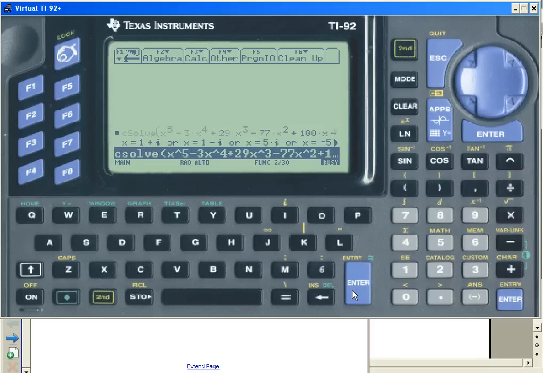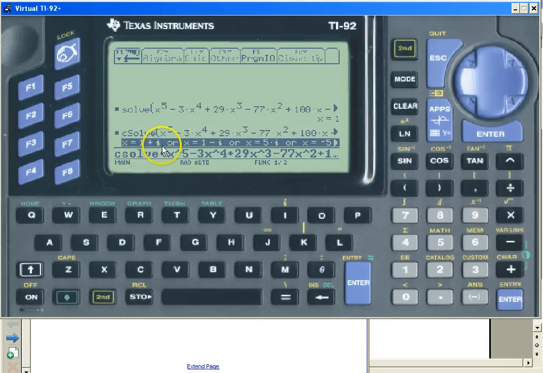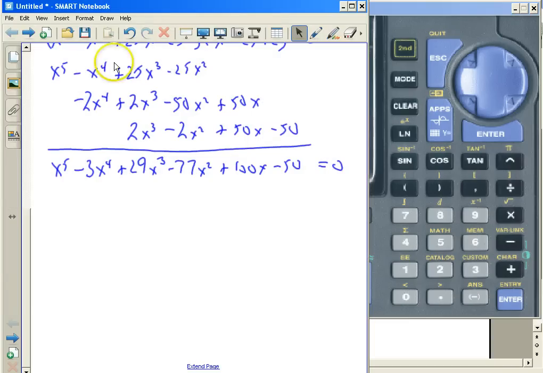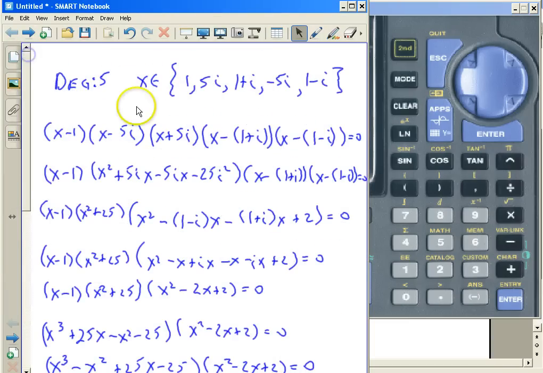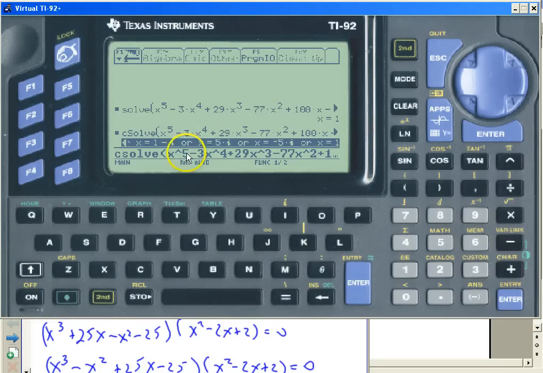Come on, Colossus, you can do it. There they are, look at them. 1 plus i, 1 minus i, 5i, negative 5i, and 1. Aren't those the roots we started off with? 5i, negative 5i, 1 plus i, 1 minus i, and 1. They were the exact same numbers, yes? There they are.